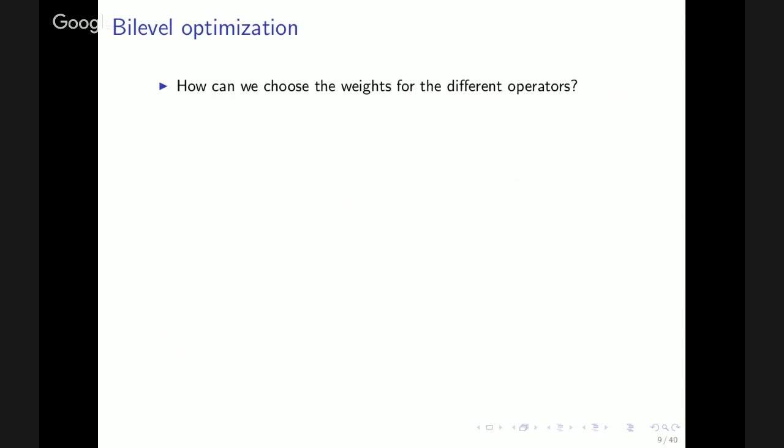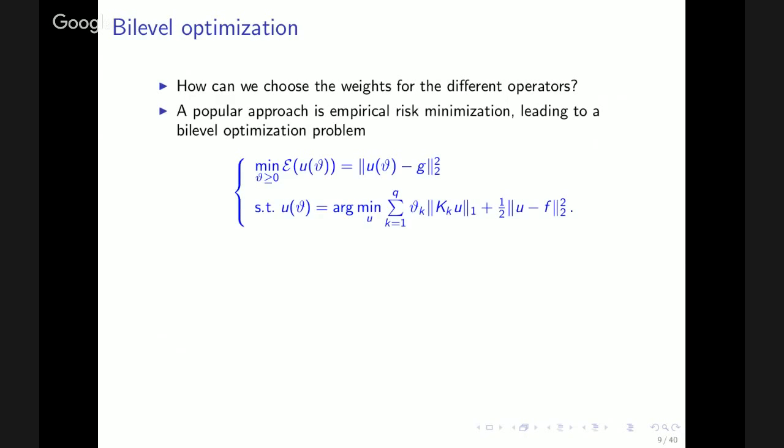So how can we choose the weights for different operators? That's of course a question. And our approach was to use empirical risk minimization. So the idea was we set up a loss function that measures the loss or the error between the reconstructed solution and the ground truth solution. So this is this mean squared error here. So U is the reconstructed solution from the model, and G is a given ground truth image, which is, in case of image denoising, very easy. You take clean images, you add noise, so you have your noisy images and the ground truth very easily.